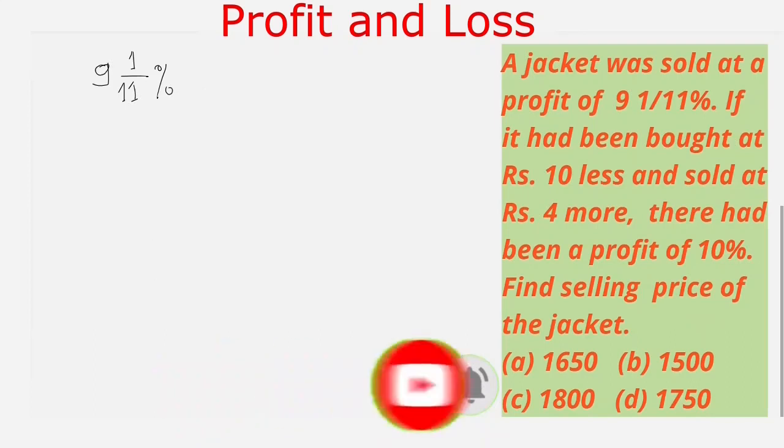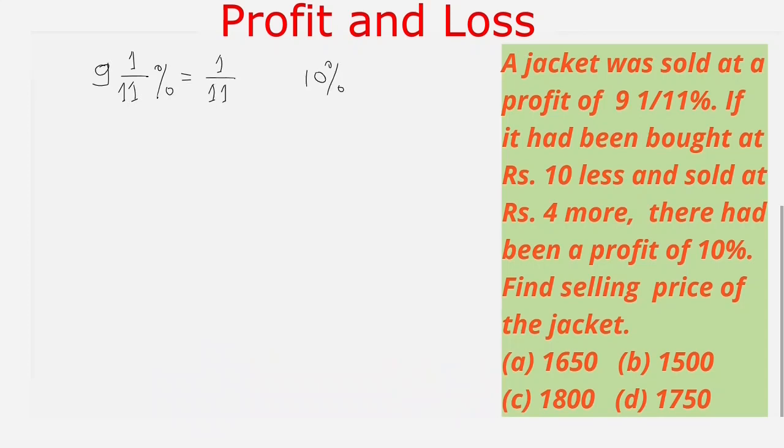9 whole and 1 upon 11% is equal to 1 upon 11 when converted into a fraction, and 10% when converted into a fraction comes out to be 1 upon 10. The jacket was sold at a profit of 1 upon 11. So if we assume the cost price to be 11x, there will be a profit of 1x on 11x, as it is 1 upon 11. So the selling price will be 11x plus 1x, which is 12x.